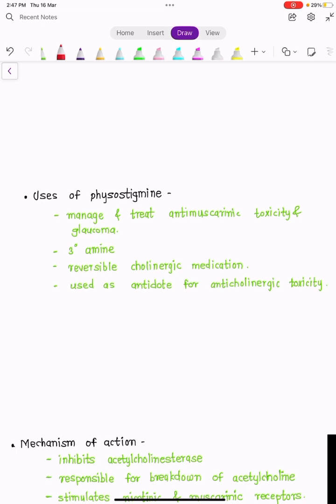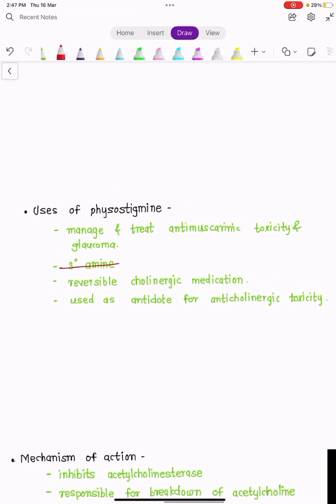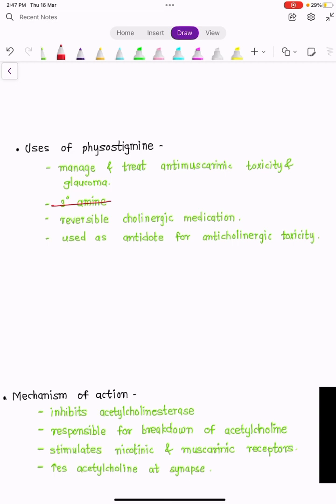Moving forward, uses of physostigmine. Uses involve managing and treating antimuscarinic toxicity and glaucoma. It is a tertiary amine, a reversible cholinergic medication, and it is also used as an antidote for anticholinergic toxicity.